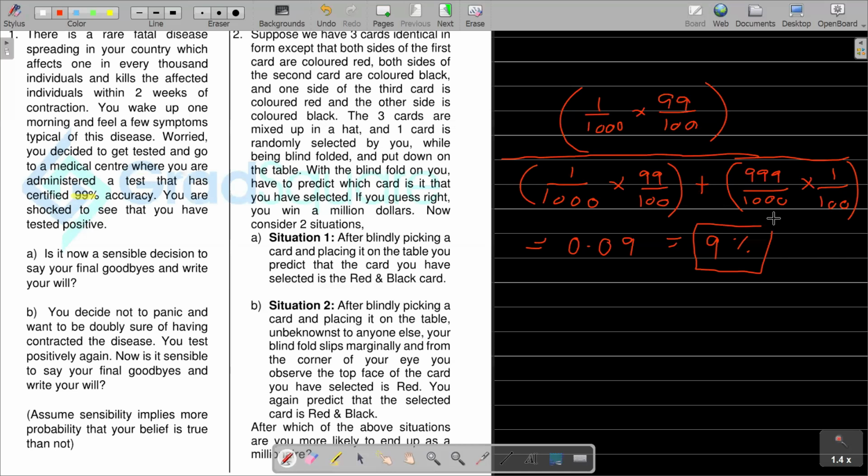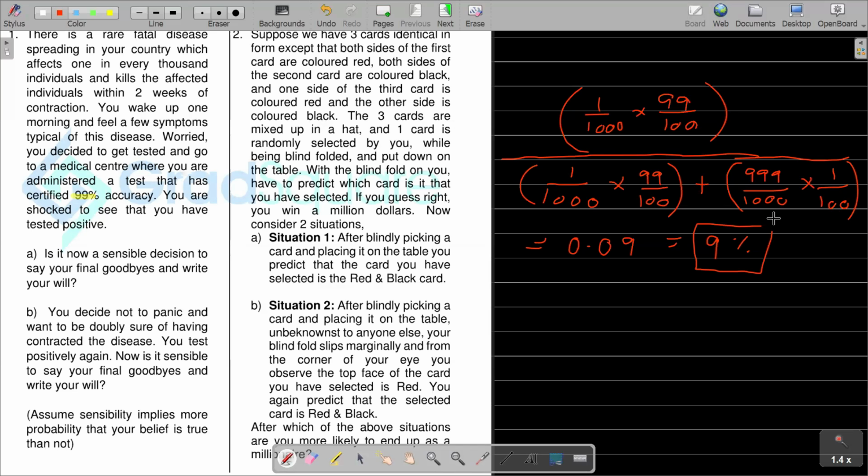You looked at the percentage accuracy of the test and you thought that that is the probability that I have the disease, when it's not. You only have a 9% probability of the disease being contracted. We shouldn't be irrational towards anything in this world. Okay, I hope this is clear.